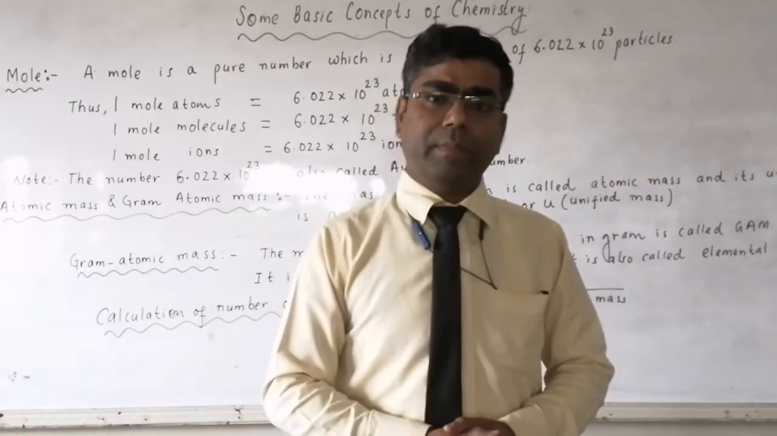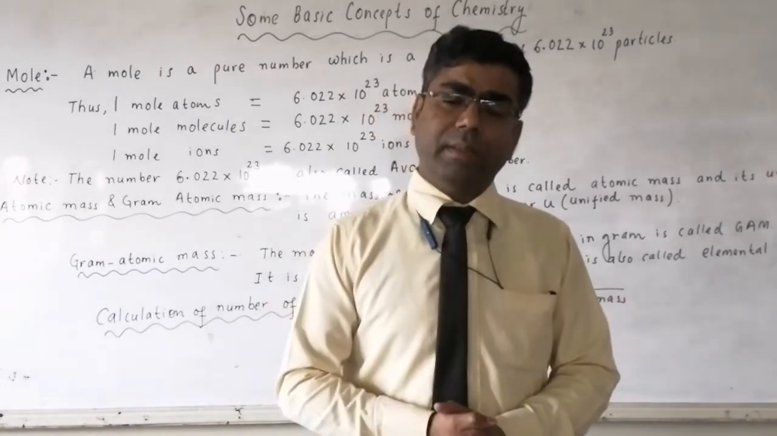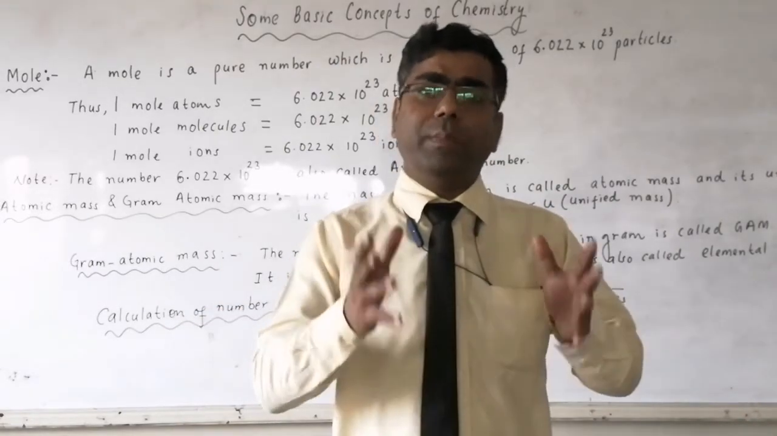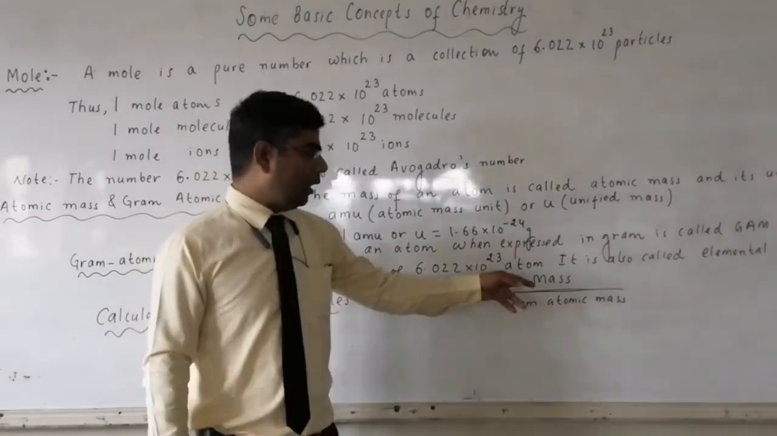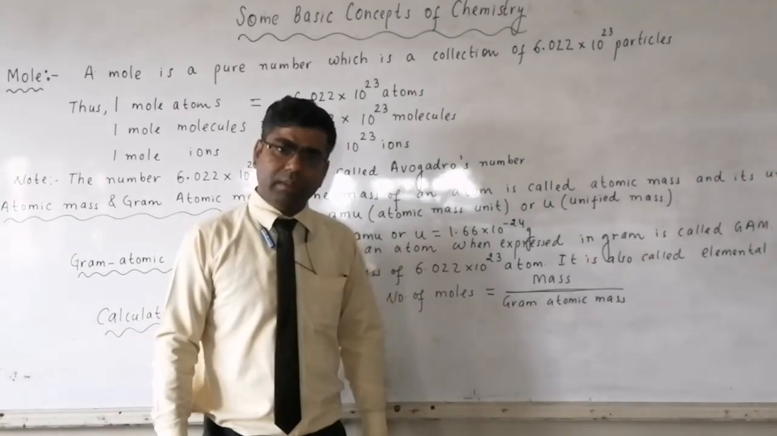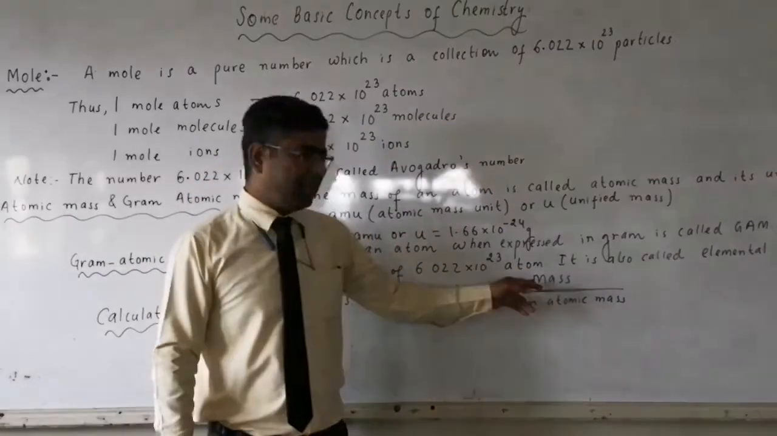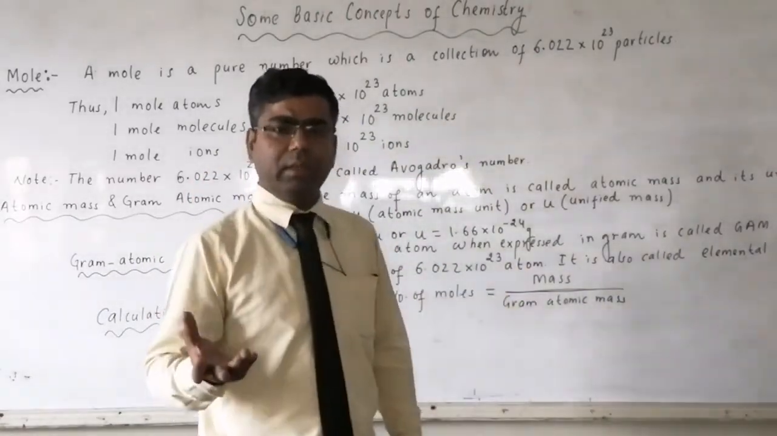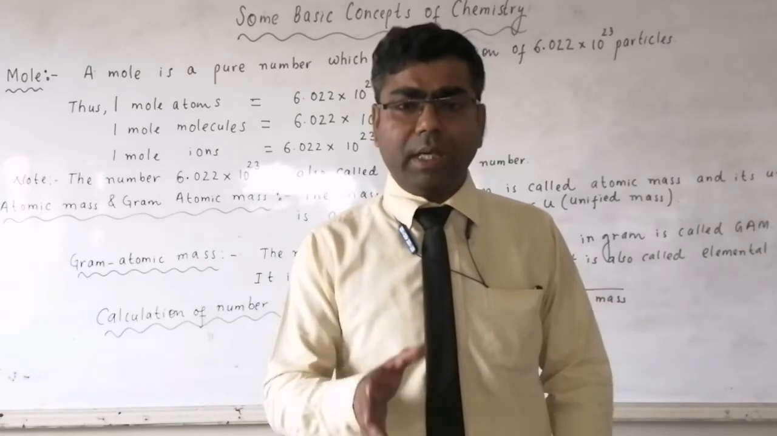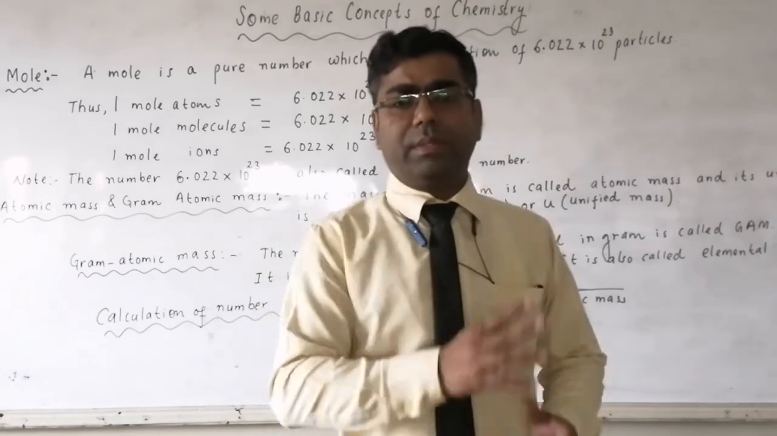For nitrogen, if you are provided 28 gram of nitrogen, then what will be the number of moles? Simply the mass given for the element, 28, divided by its gram atomic mass, which is 14. Again it will be 2 moles of N atoms. 2 moles of N atoms means we are talking about 2 × 6.022 × 10^23 nitrogen atoms.